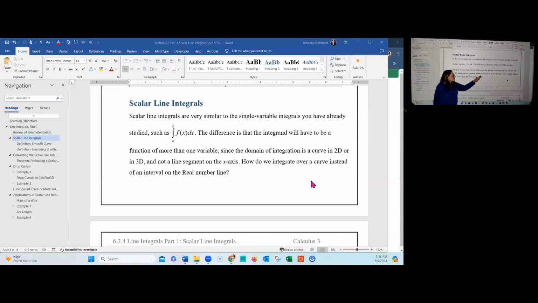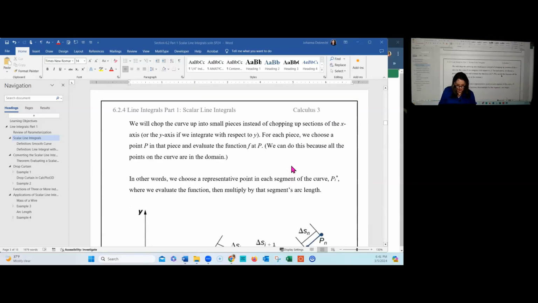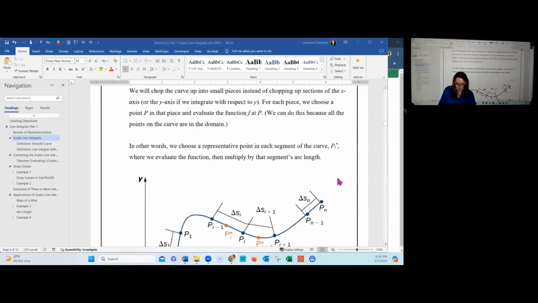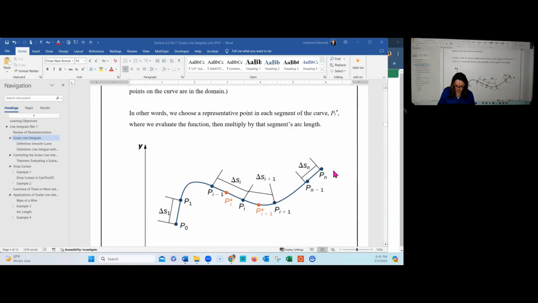The question is, though, how do we integrate over a curve as opposed to integrating across a line segment on the x-axis? How indeed do we do this? We're going to chop up the curve into small pieces instead of chopping up sections of the x-axis. So visualize, if you will, that you have a curve down here. And this curve could either be in the plane or in three-dimensional space. This particular curve is represented in the plane, the xy plane.